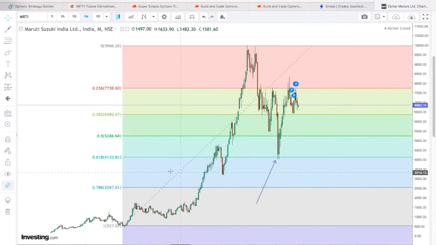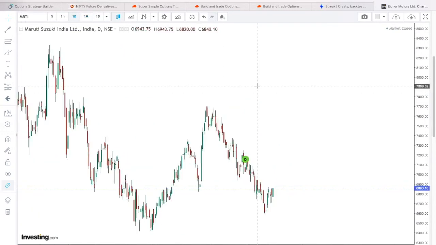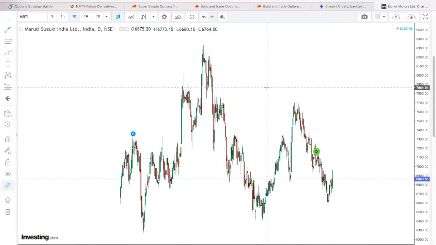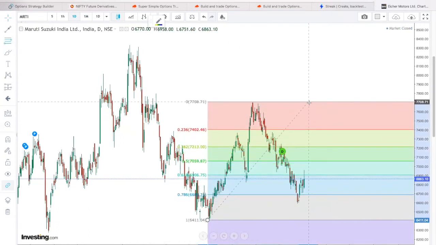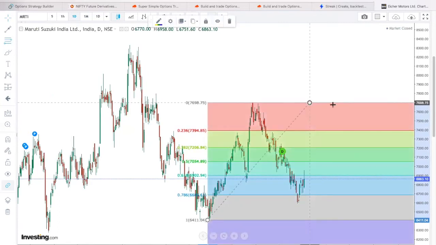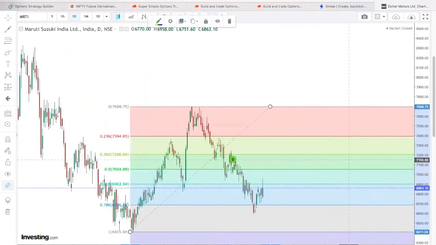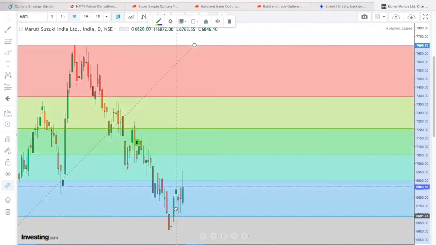So this should be done in only monthly candle, sir. Monthly candle, or even we'll take a daily candle also. We'll try daily candle also. So this is a daily candle. Maruti is trying to take support near 0.786 golden ratio. Now, for Maruti, this will be resistance. If this is crossed, it will go to this one and it will keep on going up.